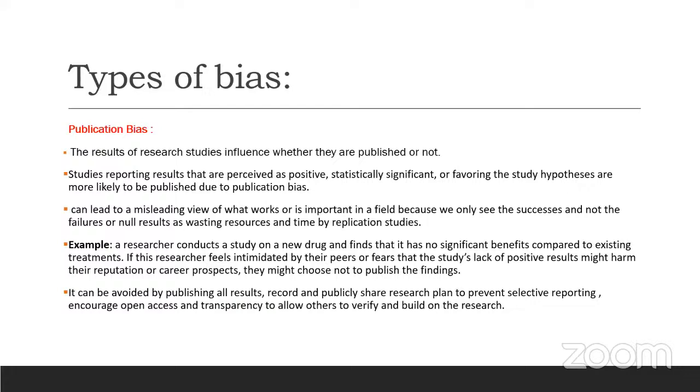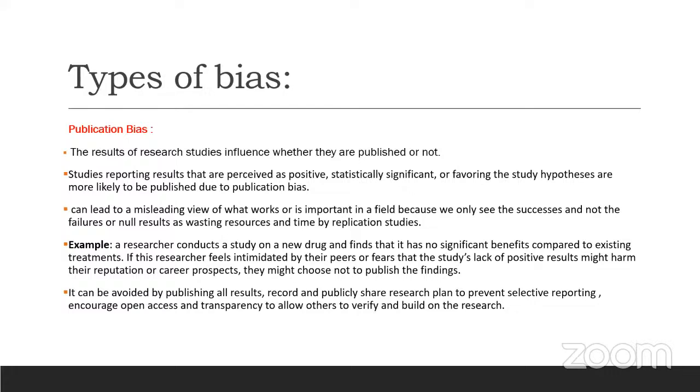The other type of bias is publication bias. The results of a research study influence whether they are published or not. Studies reporting results that are perceived as positive, statistically significant, or favoring the study hypothesis are more likely to be published due to publication bias. It can lead to a misleading view of what works or is important in a field because we only see the successes and not the failures or null results, as well as wasting resources and time on replication studies.